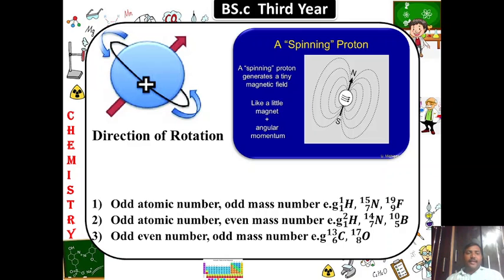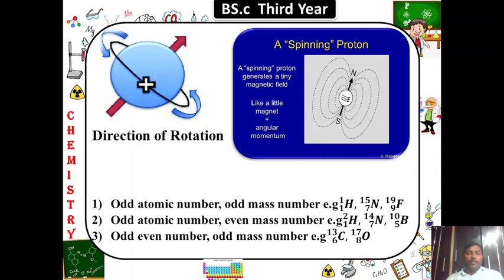Then, in the direction of the rotation of that spin, the bar indicates a north and south pole, and we apply a magnetic field on it. This nucleus is spinning, and when the magnetic field is applied, it rotates around it. And this is the magnetic field. The spinning proton generates a tiny magnetic field sidewise, like a little magnet, with angular momentum.